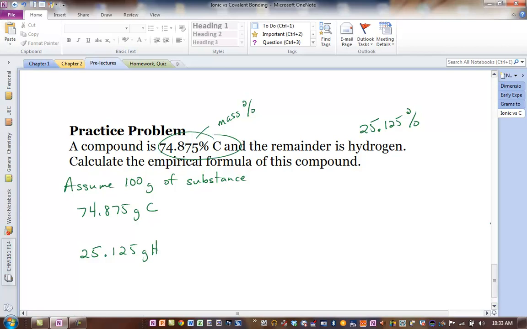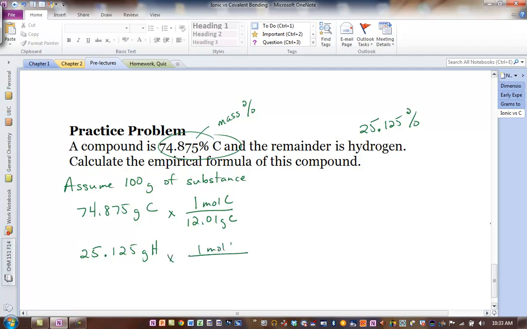Now, here's the calculation, and you know how to do this calculation already. We want to get to moles. Why do we want to get to moles? Because we can read those subscripts in a chemical formula as a mole ratio, just what we talked about. Do we know how to get to moles? I hope so. 1 mole of carbon is 12.01 grams of carbon. Where do we get that? Periodic table. That's the molar mass.